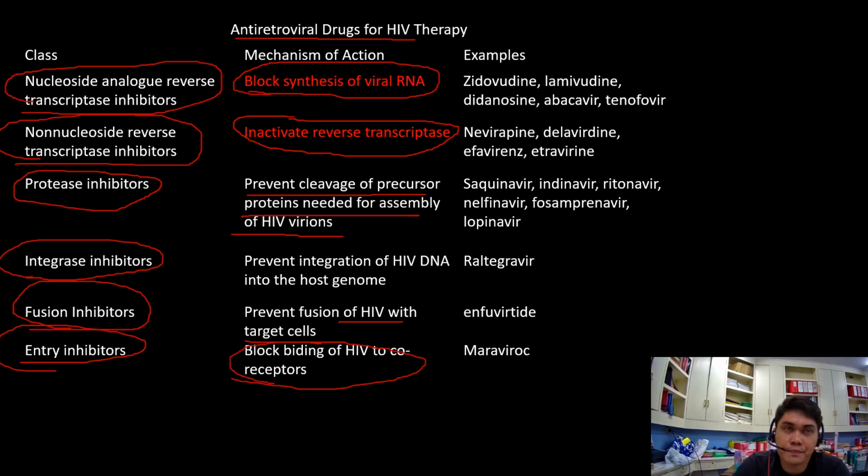Okay. So regarding co-receptors, for T helper cells, it's CXCR4, and for macrophages, it's CCR5. Okay, so the purpose of these inhibitors is to block the binding of HIV to co-receptors, because the co-receptor is important in the fusion of HIV with the host cell. Without the co-receptor, there's no successful fusion of HIV with the host cell.